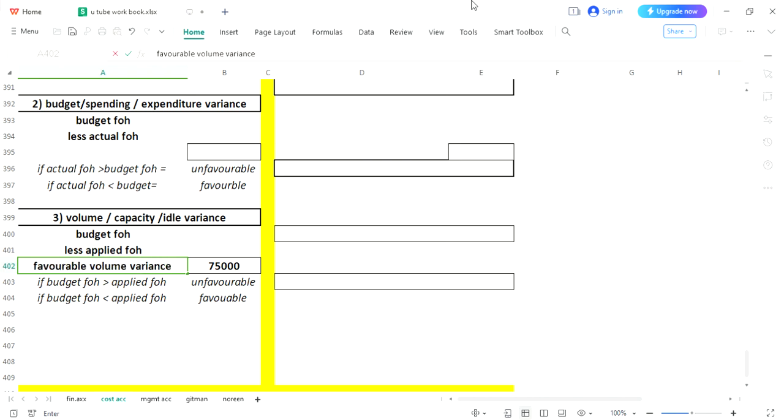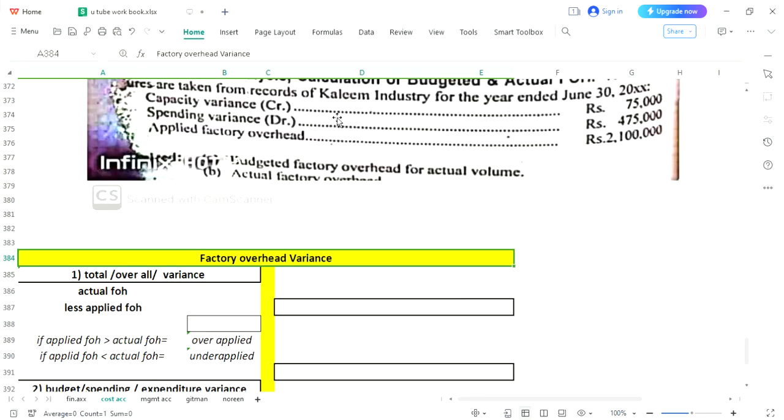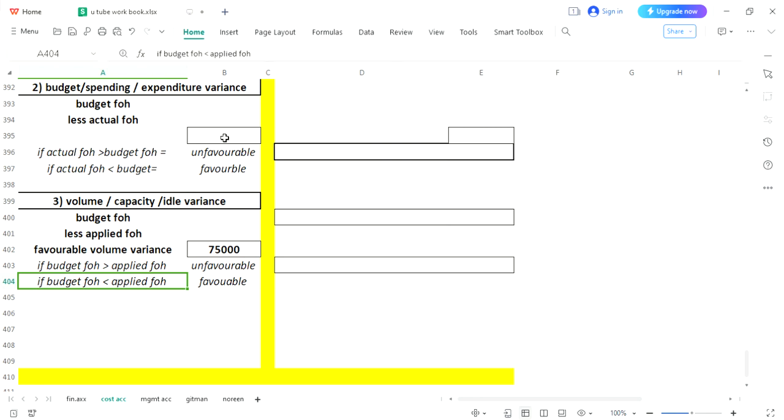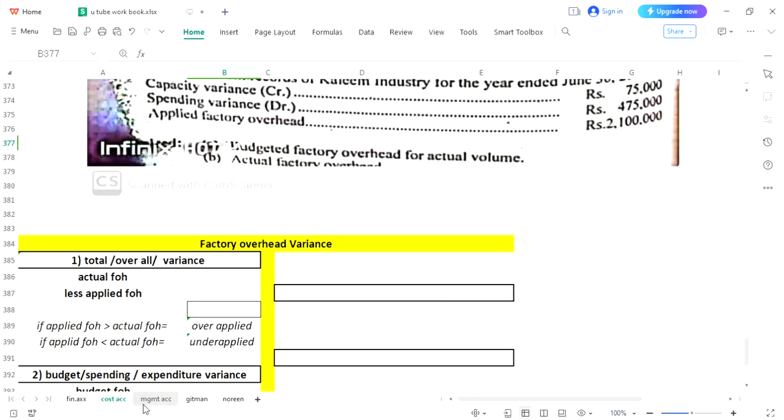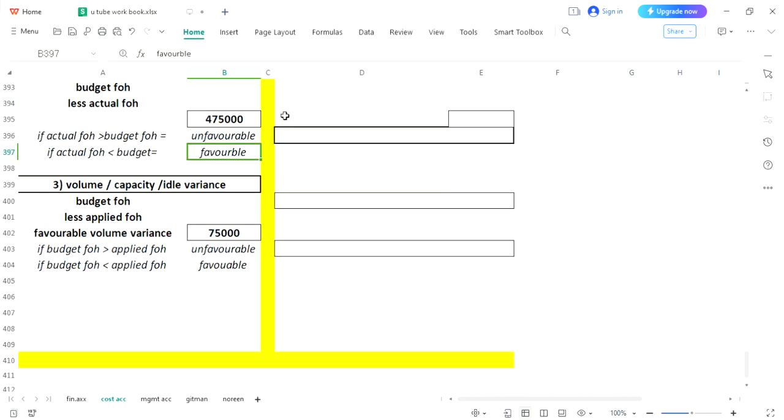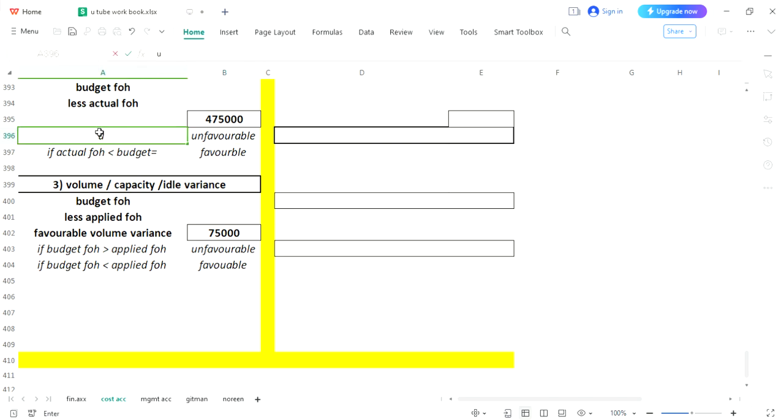So right now what we are doing, whatever is given in the question, we are putting in our solution. So the first input has been written down. Next is spending variance 4,75,000. Spending variance or budget variance is here, 4,75,000 is written over here, and beside it debit is mentioned. Debit is unfavorable over here, so you will write unfavorable budget variance in front of this.